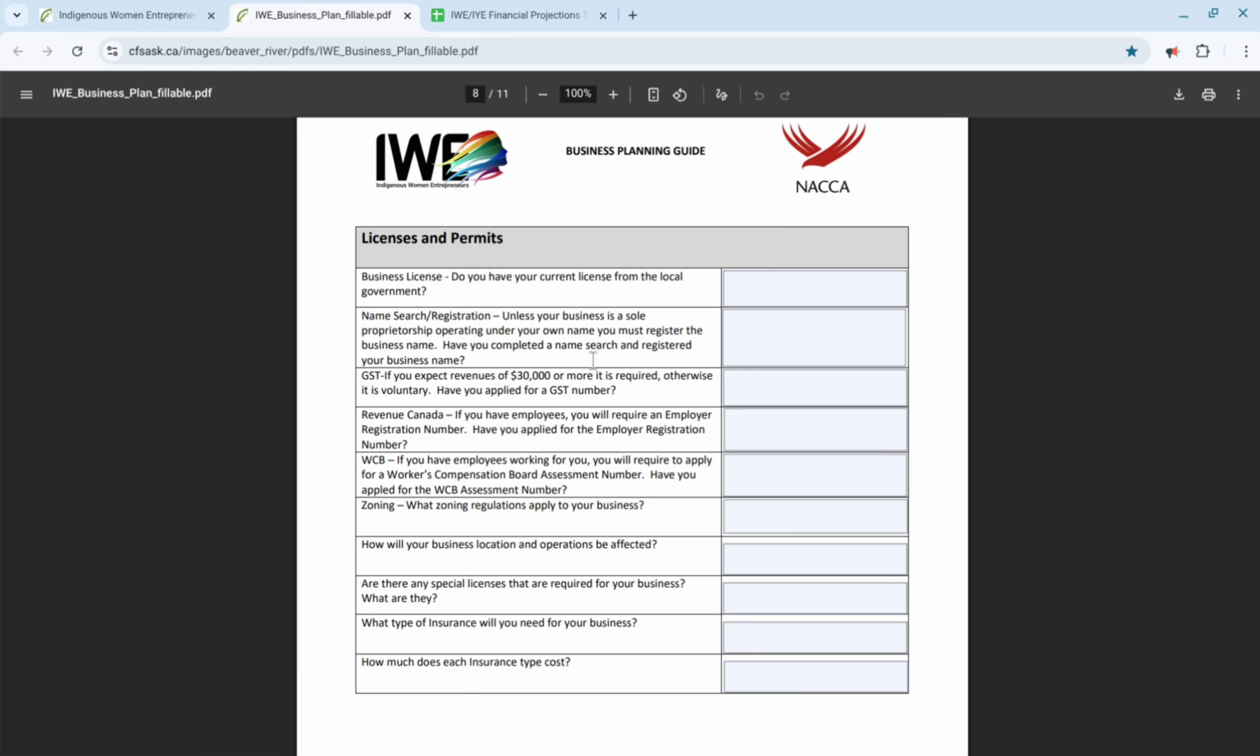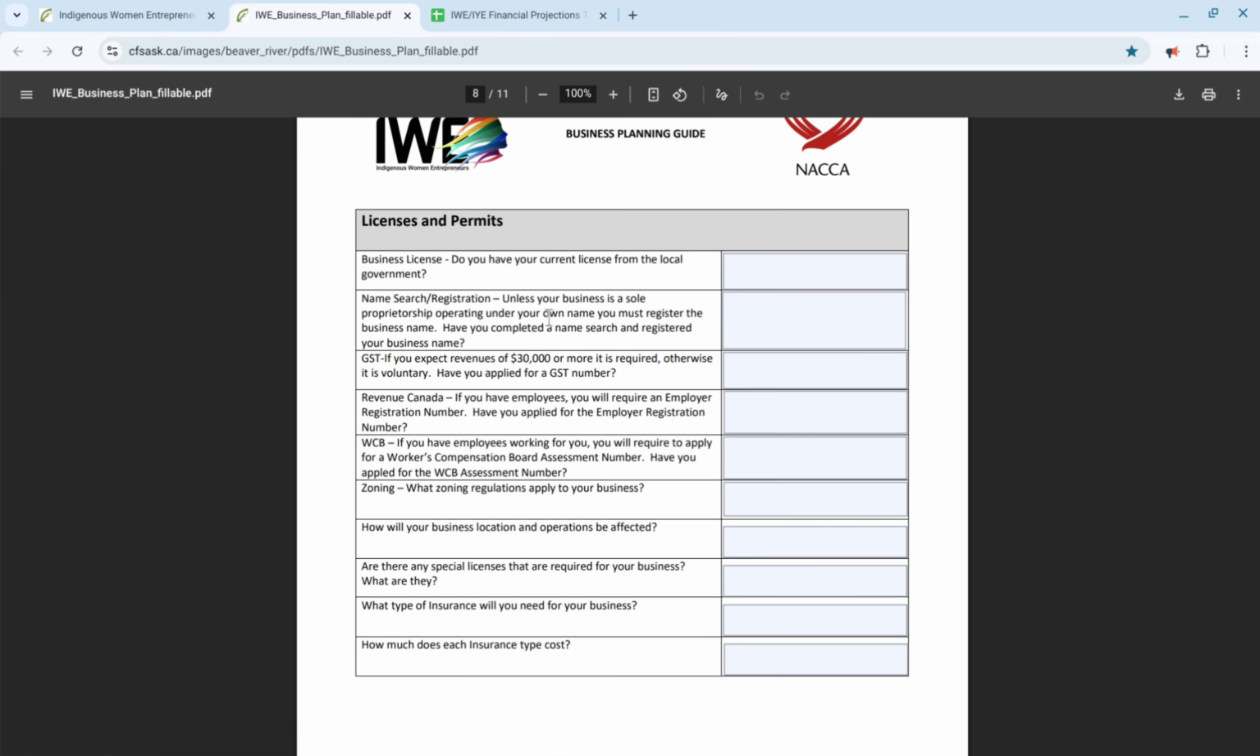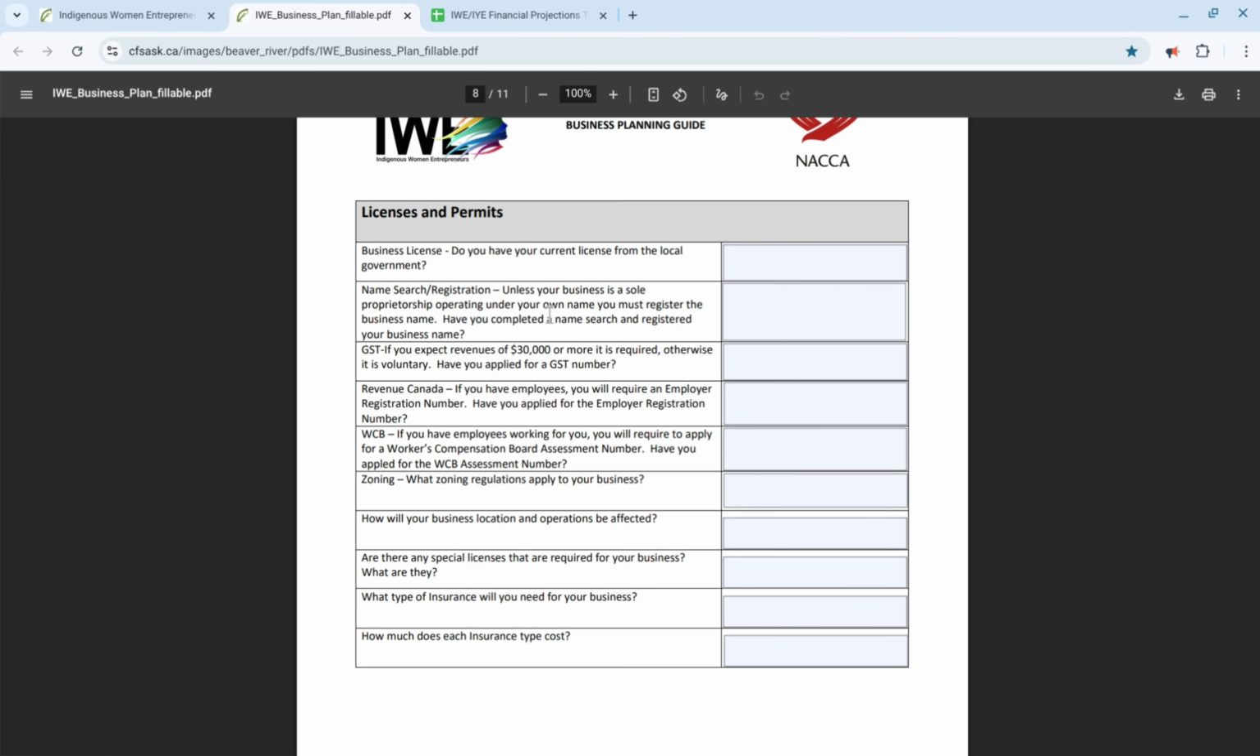Next is name search and registration. So unless your business is a sole proprietorship operating under your own personal legal name, you must register the business name here in Saskatchewan. Have you completed a name search and registered your business name? Have you done this yet? This is a 2-step process to apply for the name and then register the approved name. If you have done that, indicate yes. If not, put no. If you're kind of halfway through and you've applied for the name but haven't given approval yet, just indicate that. Next is GST, so goods and services tax.